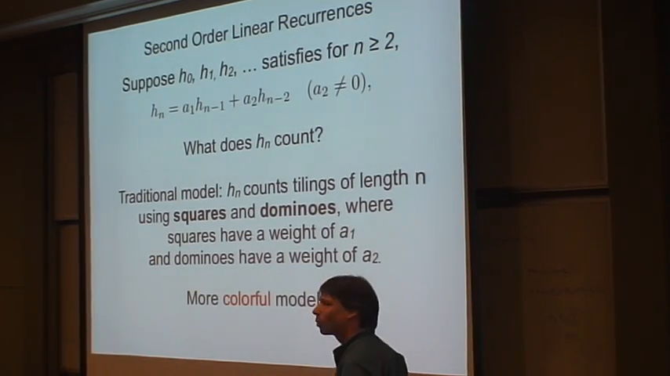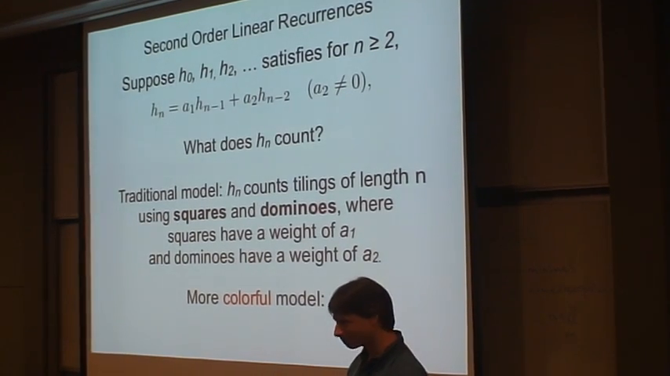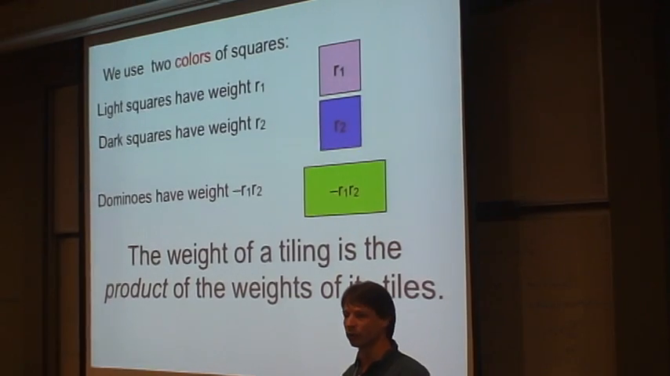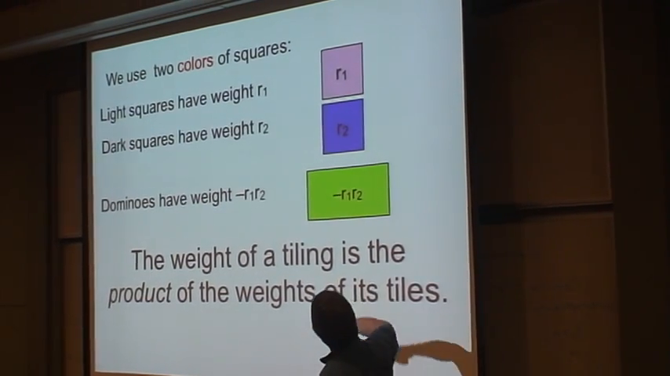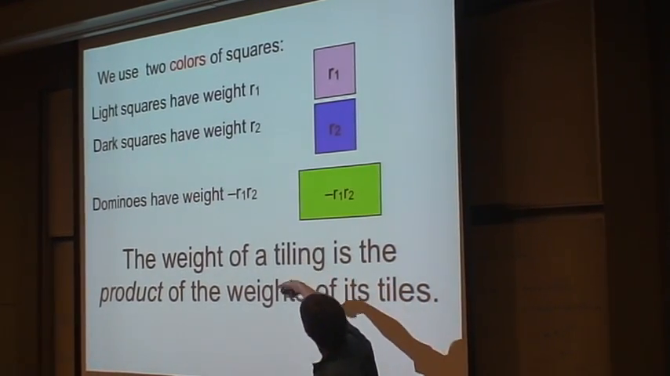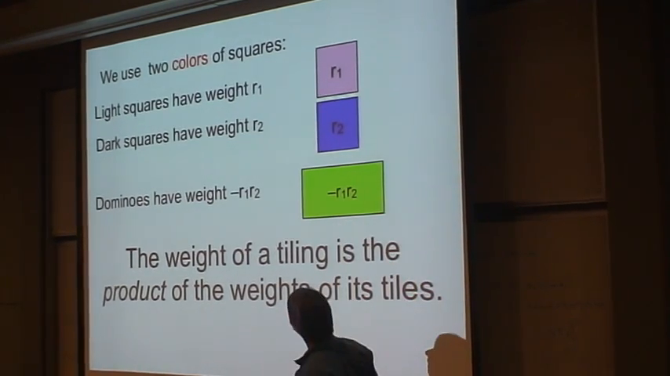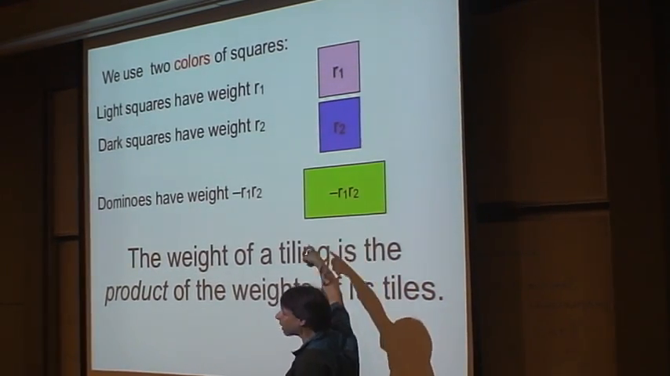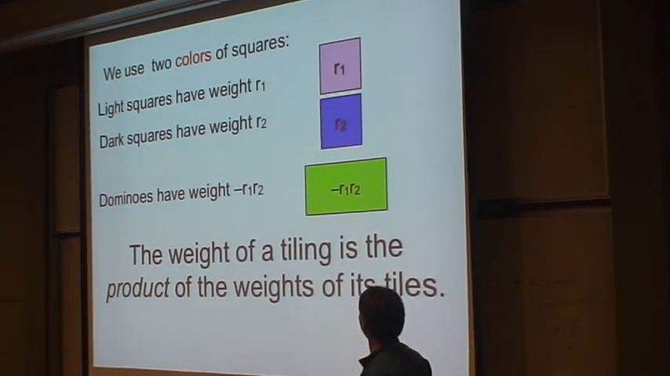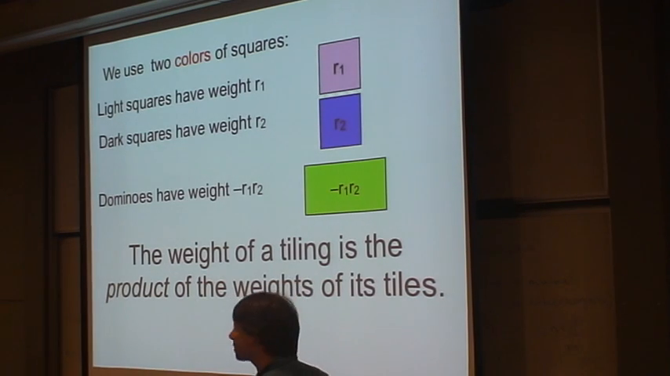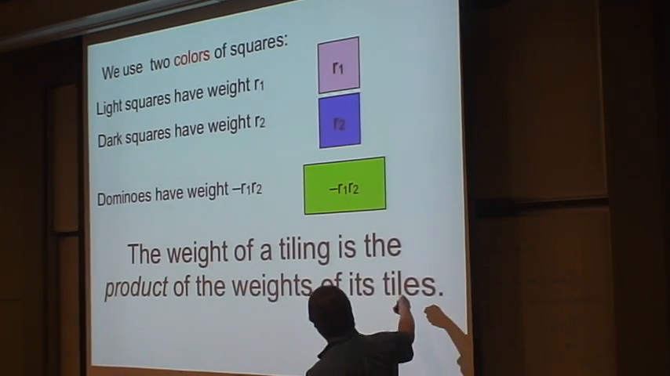So instead, we're going to do a more colorful model. Imagine now we have two different colors of squares. We have light squares that have weight r1, dark squares which have weight r2, those are the roots of the polynomial. And our dominoes will have a weight of negative r1 r2. The weight of a tiling will be defined to be the product of the weights of the tiles.